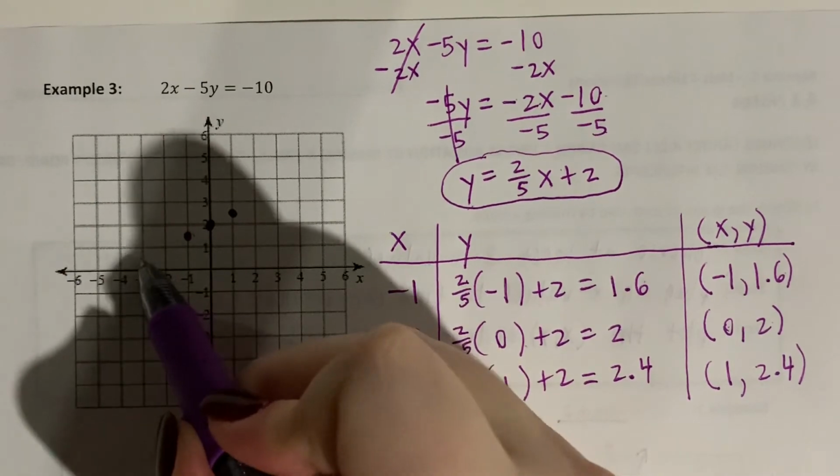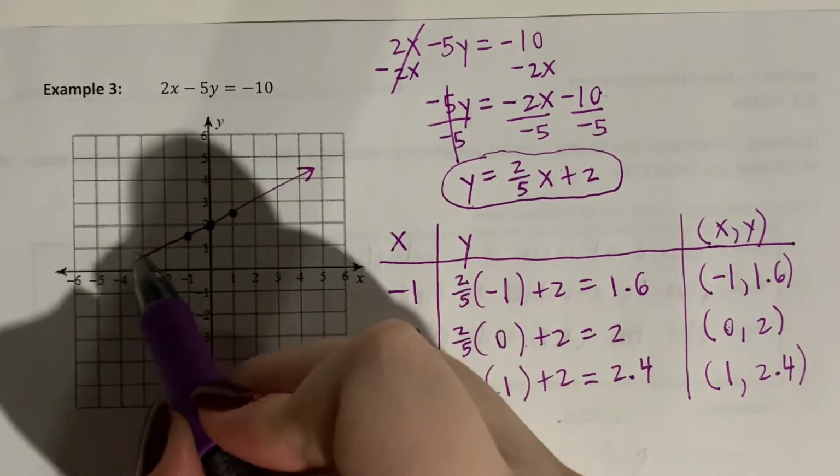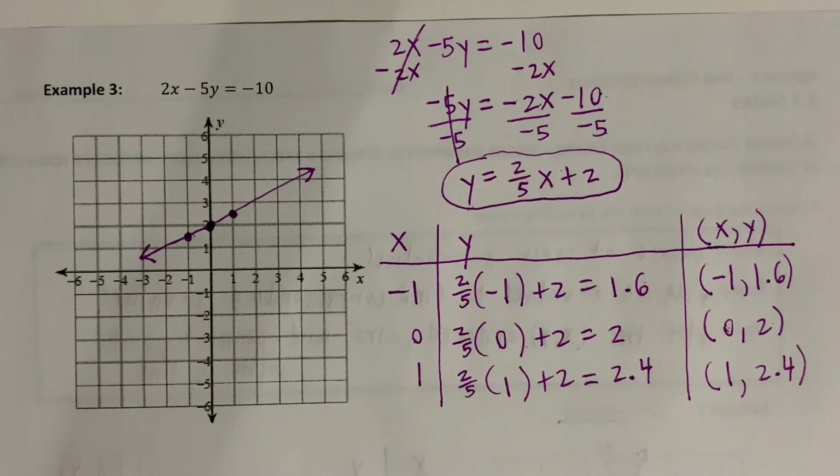They form a straight line, so I can connect them with a line with arrows on both ends, showing that it does extend forever in both directions. And I'm good to go.